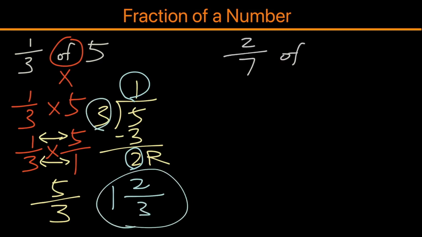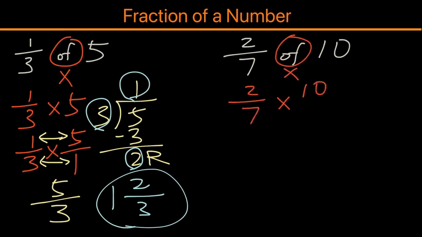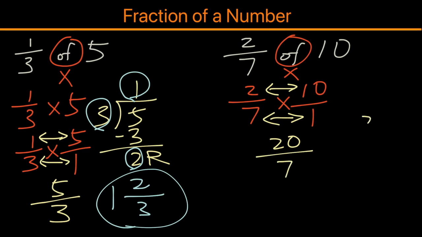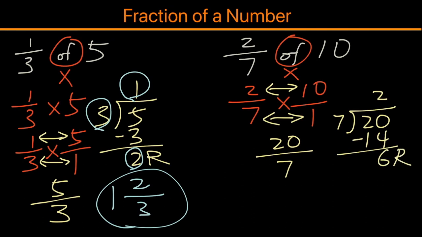What about this one? Using the same process, changing of to multiplication, 2 over 7 times 10 over 1, multiply across, 20 over 7. Final step, convert the improper fraction to a mixed number. We have 2. 20 minus 14 is 6. 6 is the remainder. So we'll have the mixed number as 2, 6 over 7.